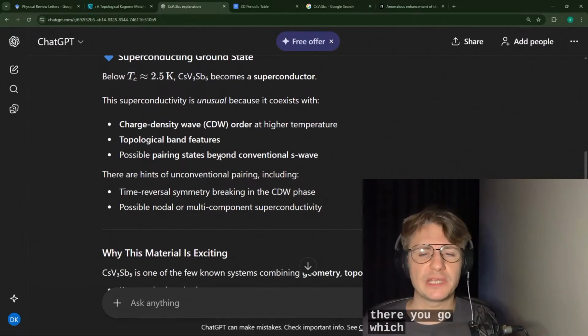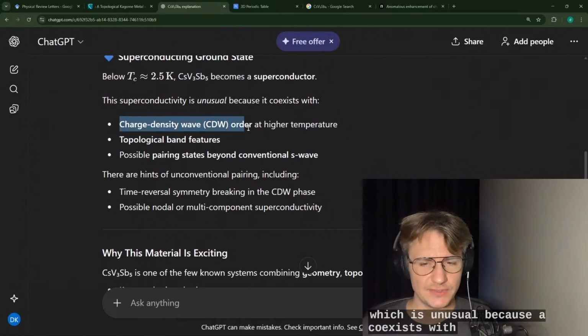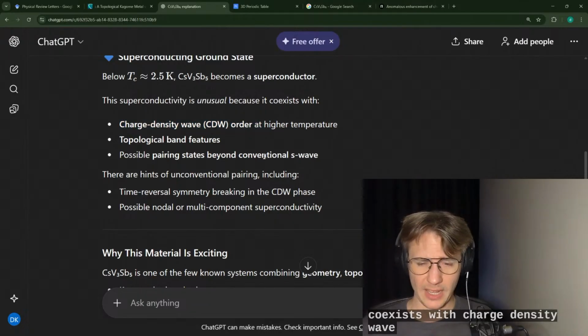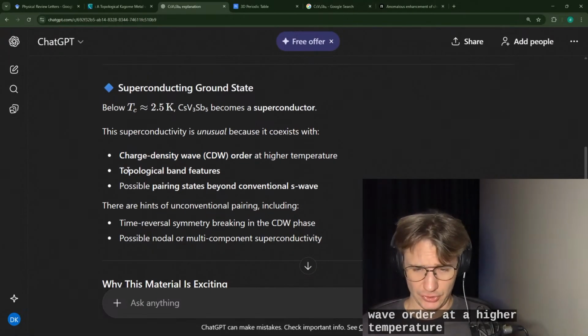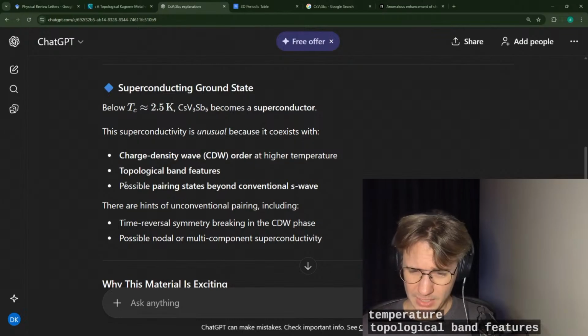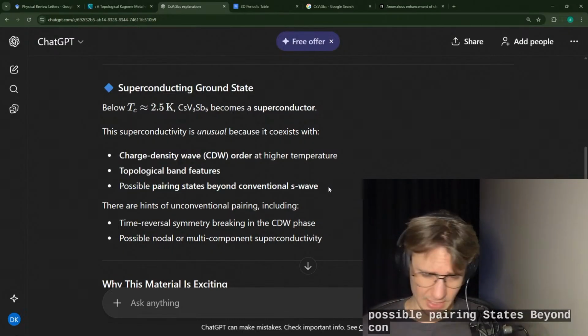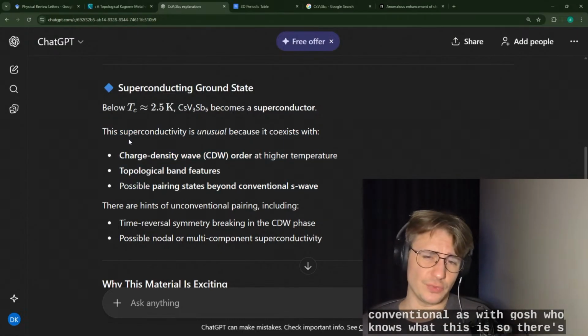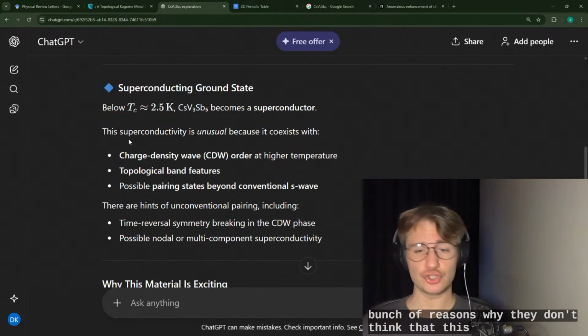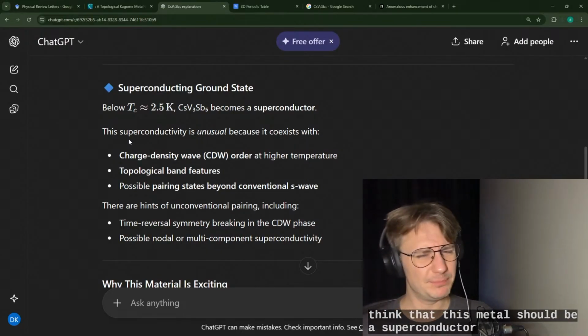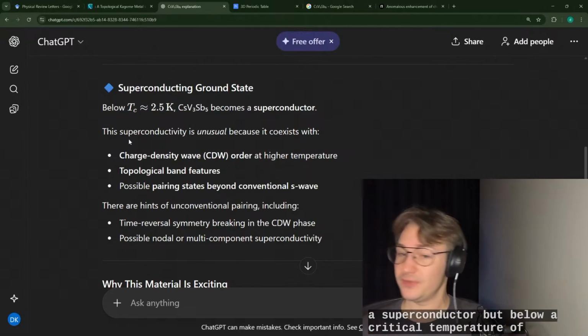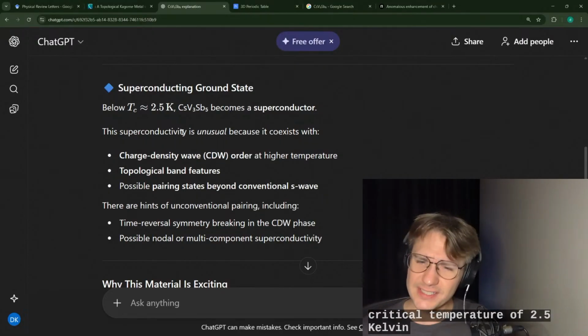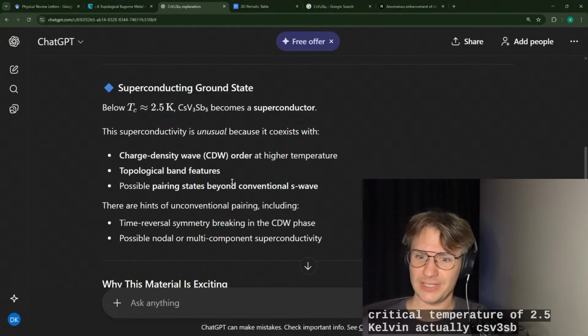Which is unusual because it coexists with charge density wave order at a higher temperature, topological band features, and possible pairing states beyond conventional S wave. Gosh, who knows what this is? So there's a bunch of reasons why they don't think that this metal should be a superconductor. But below a critical temperature of 2.5 Kelvin, actually CSV3SB5 really takes off.